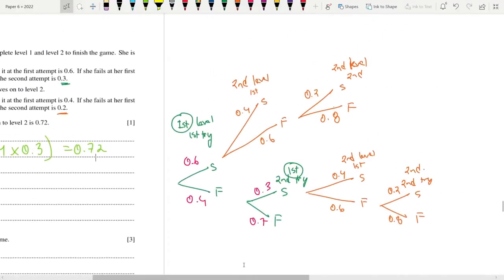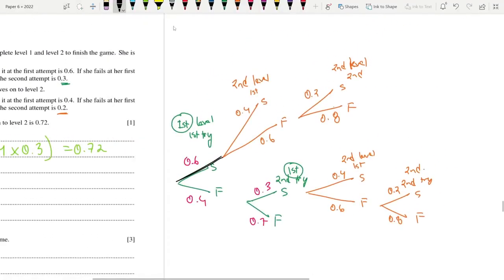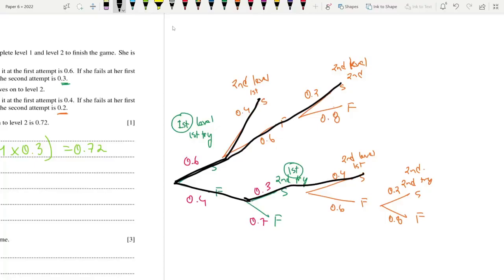To finish the game, she needs to complete the whole thing, right? So this is one route. This is another route. This is another route. This is another route. So there are 4 ways in which she can ultimately succeed.